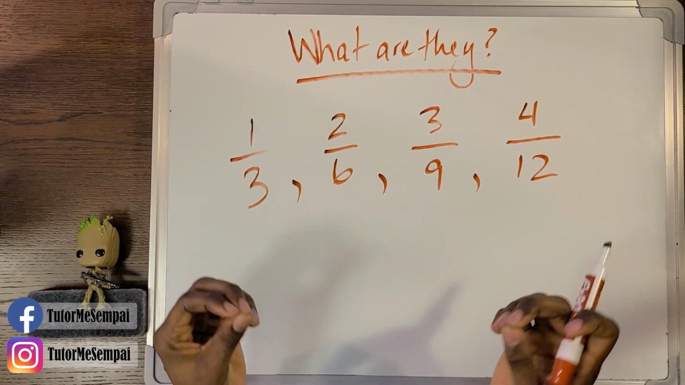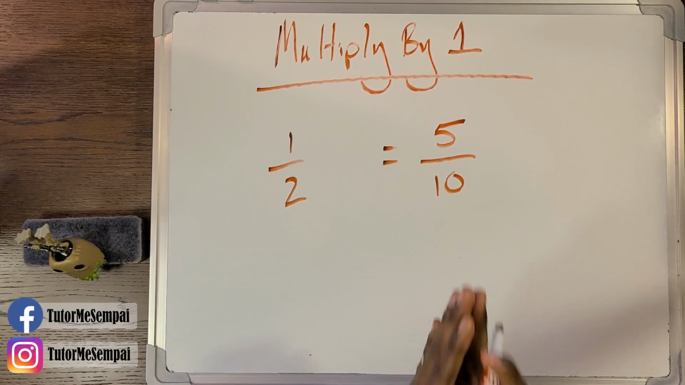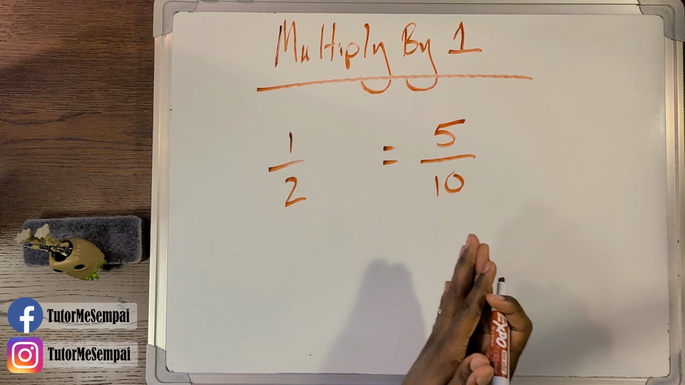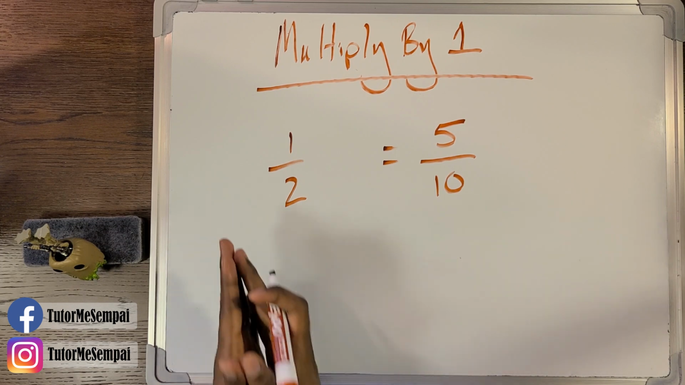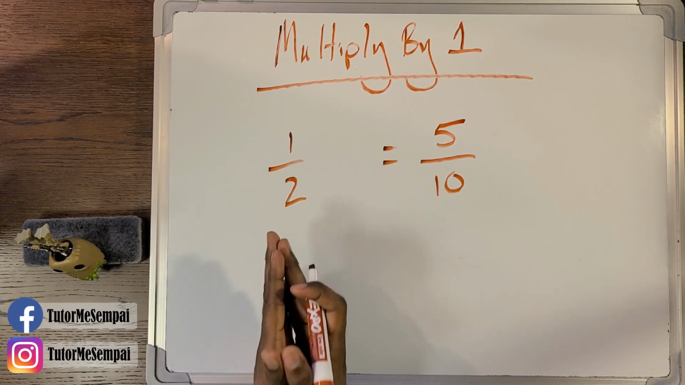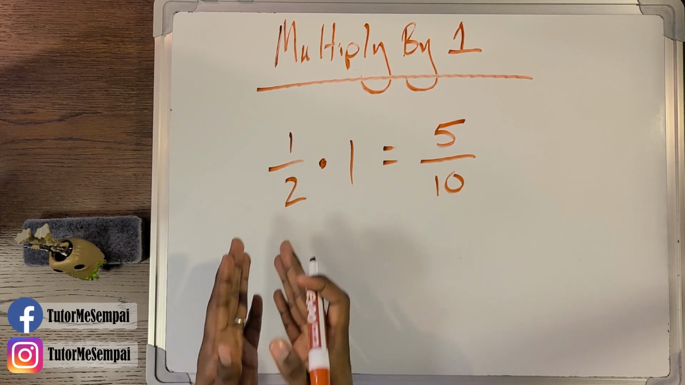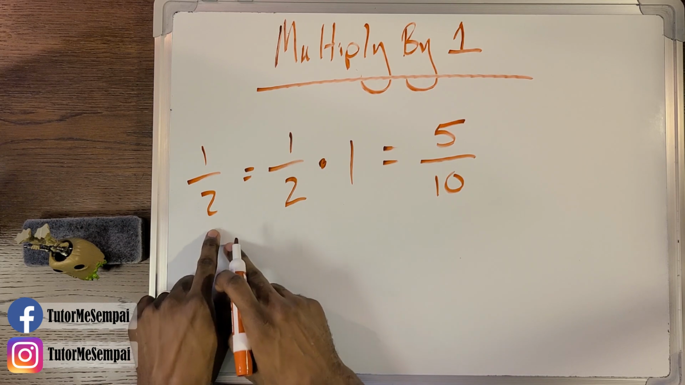So now that we've talked about what equivalent fractions are and we've seen a few, let's talk about how we make equivalent fractions. Now, in order to make an equivalent fraction, all you have to do is multiply your original fraction by 1. If you do that, I guarantee you are always going to get an equivalent fraction. You must be thinking, if you multiply something by 1, aren't you just going to get the same thing back? Yes, in most cases, you will get the same thing back.